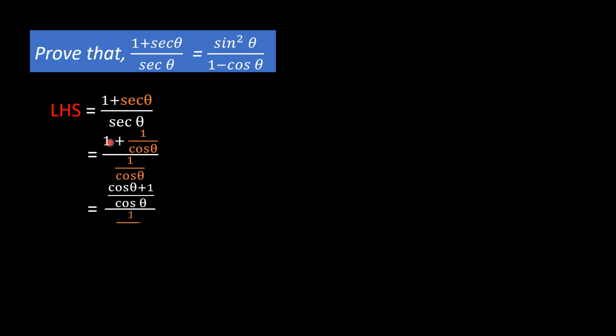Prove that 1 plus sec theta divided by sec theta equals sin square theta divided by 1 minus cos theta. We will write the left hand side first, and we will write sec theta as 1 divided by cos theta. In the numerator, 1 multiplied by cos theta will be cos theta plus 1 divided by cos theta. 1 divided by cos theta becomes multiplied by cos theta. This cos theta gets cancelled with this cos theta, and we get cos theta plus 1.